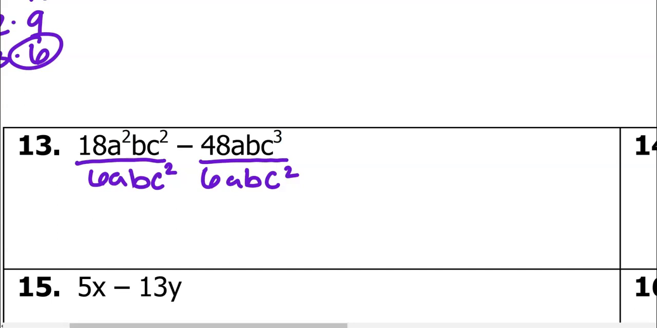Okay, so 6AB squared got kicked out. Term by term, what is 18 divided by 6? 3. What is A squared divided by A? What is B divided by B? 1. I don't have to write it. What is C squared divided by C squared? 1. It gets canceled. So see how if I only put one C out, there would still be a C left? Okay, gotta watch out.